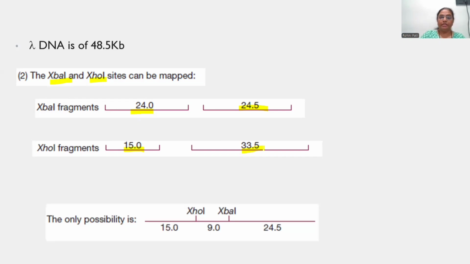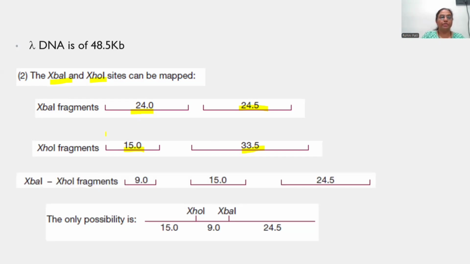Next, you are going to do the double digestion, in which you use both of the enzymes. In a single tube, the lambda DNA is treated with the two enzymes, and that is a double digestion. When you go for the double digestion with XbaI and XhoI, you get fragments of 9 kb, 15.5 kb and 24.5 kb.